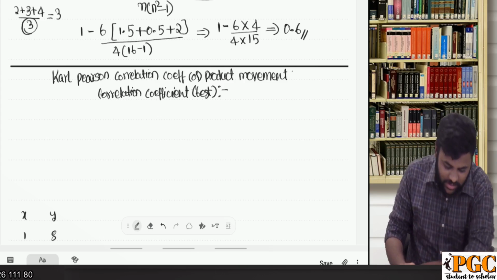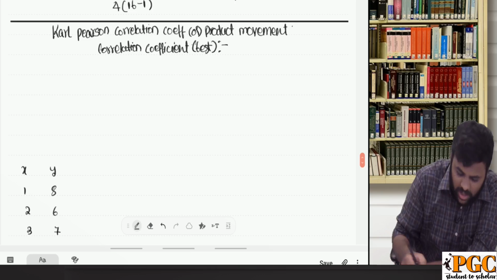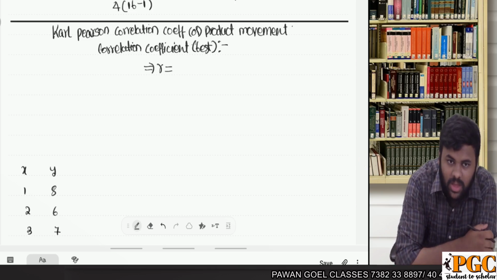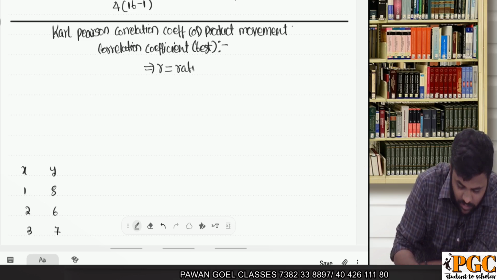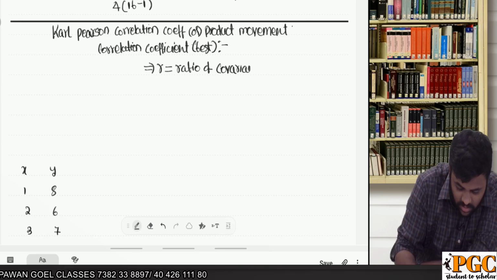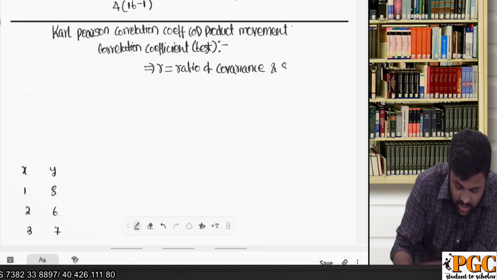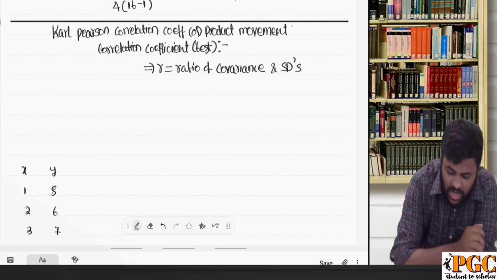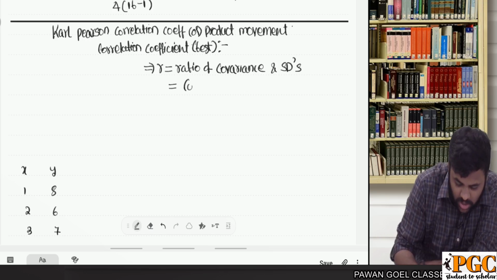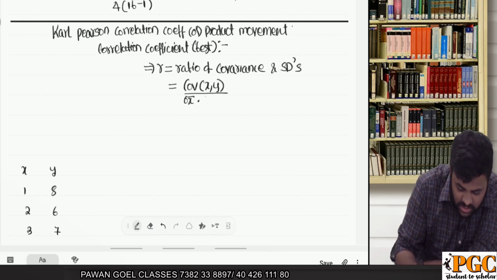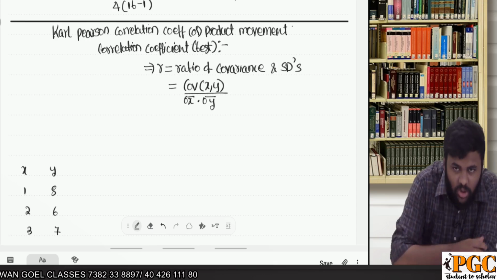Now my dear friends, what is the formula here? The formula is r equals the ratio of covariance and standard deviations, which is covariance of xy divided by standard deviation of x into standard deviation of y.